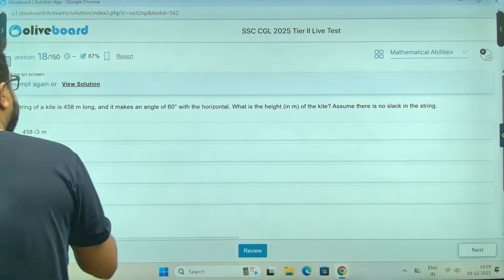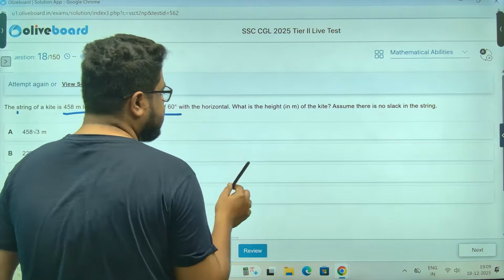Now, the string is this much long. Angle is 60. Okay, sir.